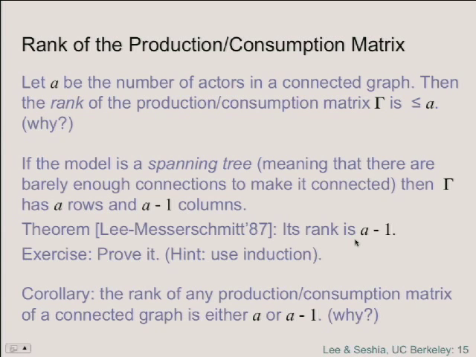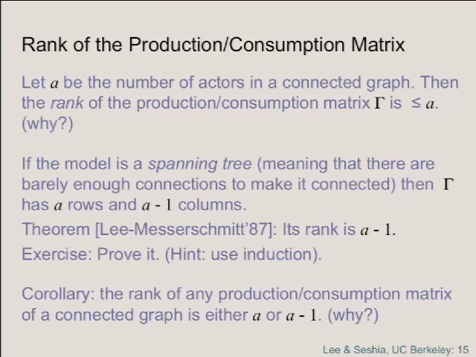A minus 1 rows. There's one row per connection. This is backwards. It has A columns and A minus 1 rows.